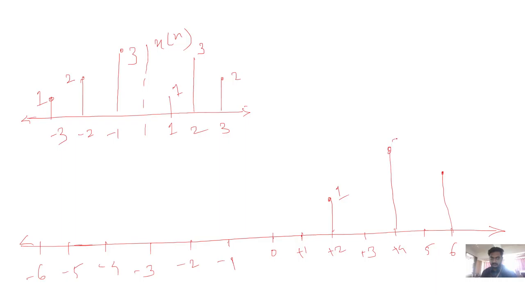1, 3, 2, right? At minus 1 it is going to be 0, at minus 2 it is going to be 3, right? At minus 3 it is going to be 0, at minus 4 it is going to be 2, at minus 5 it is going to be 0, at minus 6 it is going to be 1. So what has happened is that it has been expanded.